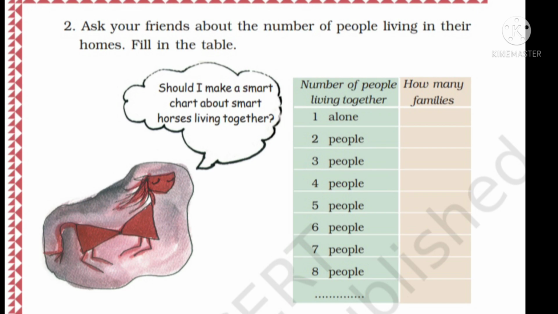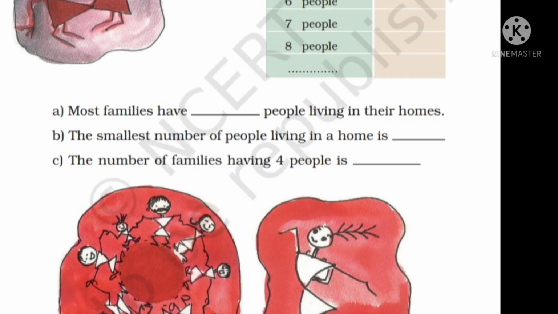Ask your friends about the number of people living in their homes. Fill in the table. You have to ask your friends how many people are living in their house and fill the table. If there is only one, or he is staying alone in his house, you have to mark 1. And for 2 people, 3 people, according to that you have to mark how many families there are with 2 people, 3 people, 4 people, 5, 6, 7, 8, etc. After filling the table, you have to finish these questions.